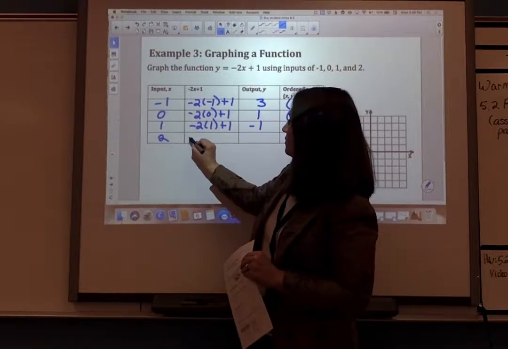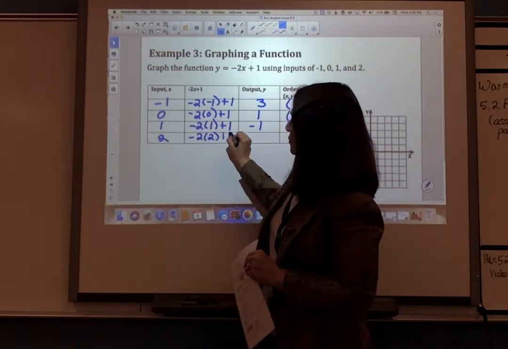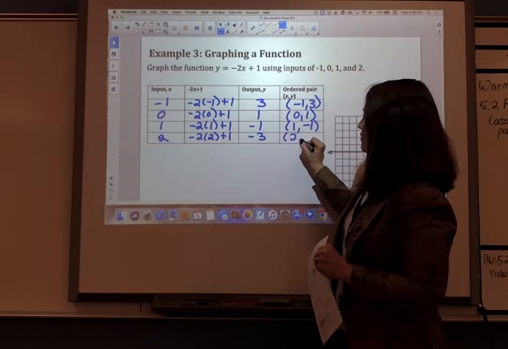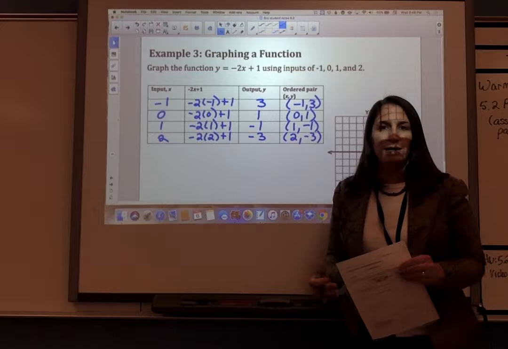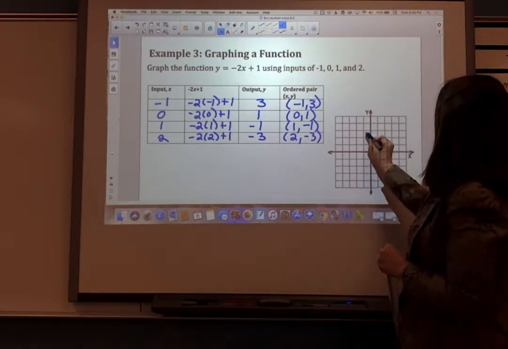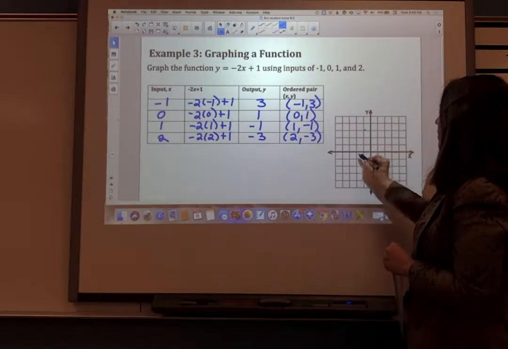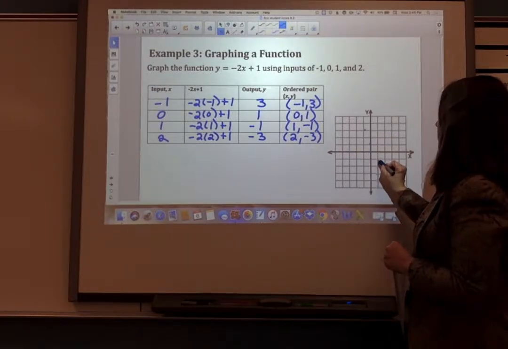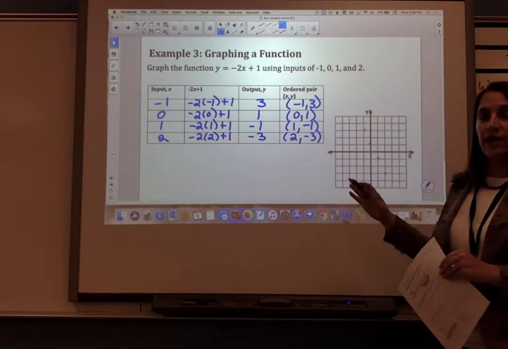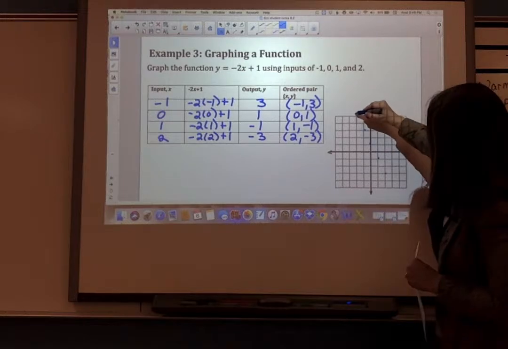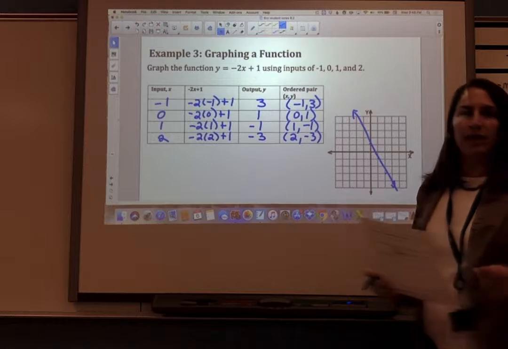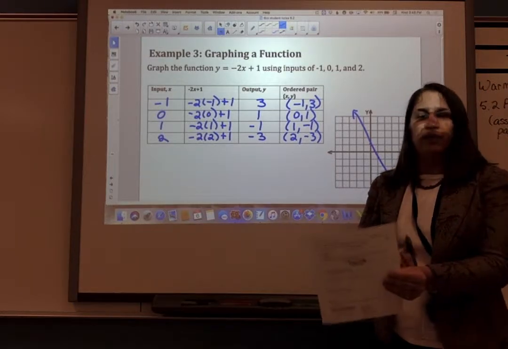And then our last input is 2. -2 times 2 plus 1. -4 plus 1 is -3. So we have the point 2, -3. Now we just need to put those on our graph. So we have our points -1, 3, 0, 1, 1, -1, 2, -3. You should use a straight edge for that. I don't have a big one here, so I'm just going to sketch that. But that's what our line will look like, our function, given those inputs.